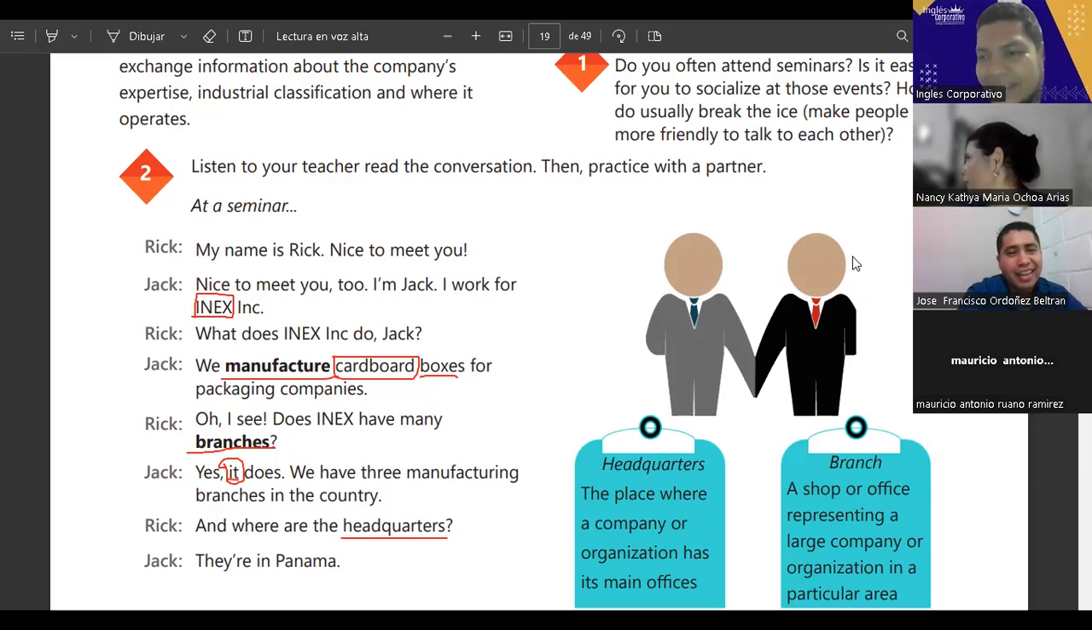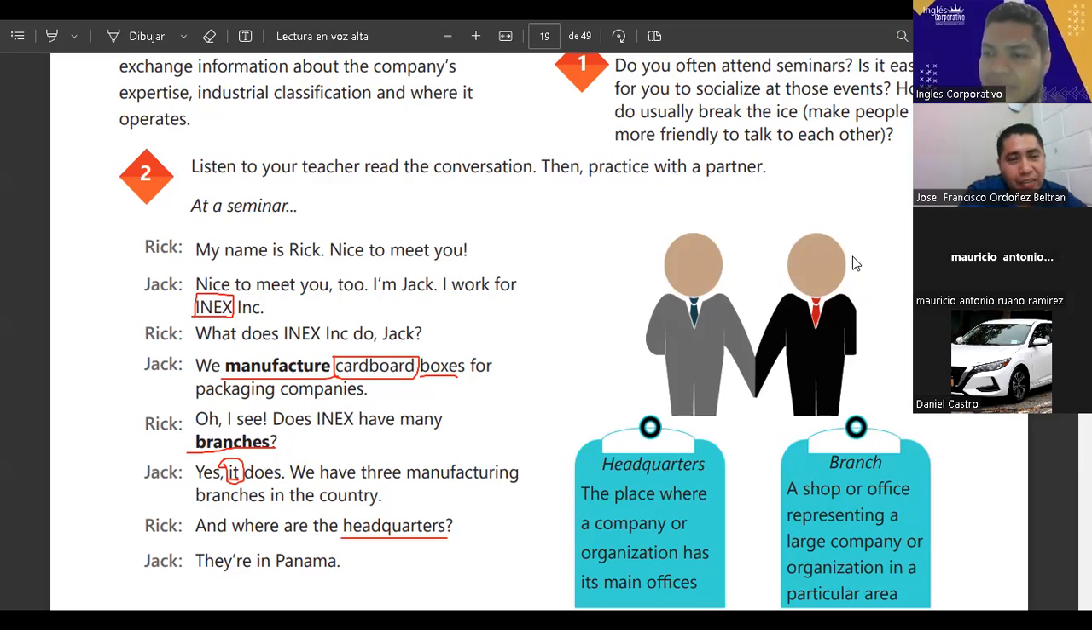Empiezo yo. Go ahead. My name is Rick, nice to meet you. Nice to meet you too. I'm Jack. I work for INEX INC. What does Inex do? We manufacture cardboard boxes for packing company. Oh, I see. Does Inex have many branches? Yes, it does. We have three manufacturing branches in the country. And where are the headquarters? Headquarters, yes. They're in Panama. Thank you. Excellent. Thank you, guys.